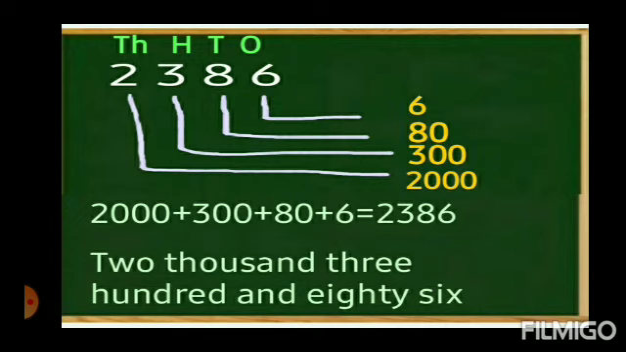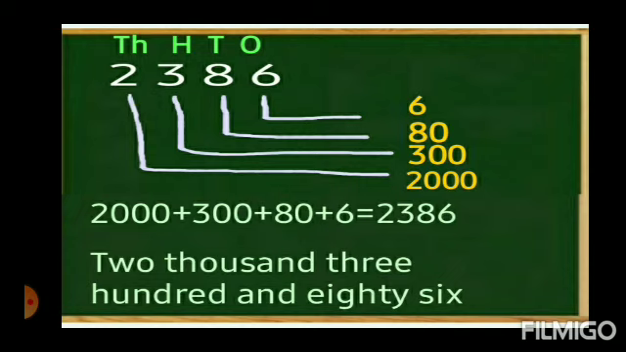Let us take another example, 2386. What is the place value of 6? 6 is in the ones place, so the place value of 6 is 6. What is the place value of 8? As 8 is in the tens place, the place value of 8 is 80. The place value of 3 is 300, as 3 is in the hundreds place. The place value of 2 is 2000 because 2 is in the thousands place.